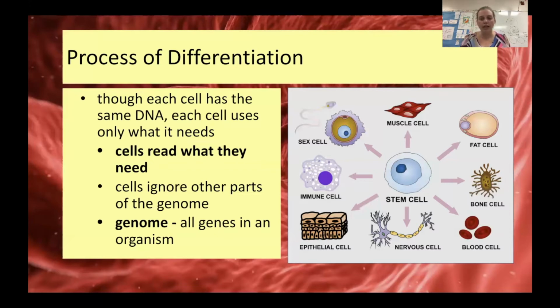Cells are the same way. They have all of the DNA, the entire genome, all of the genes in the organism, but they're only going to read the parts to make the proteins that they need to make. They're going to ignore everything else and turn those genes off. So a stem cell can become a muscle cell by reading the genes that it needs to make muscle protein, while a cell for the blood, for example, is going to read only the genes that it needs in order to make protein to carry oxygen.